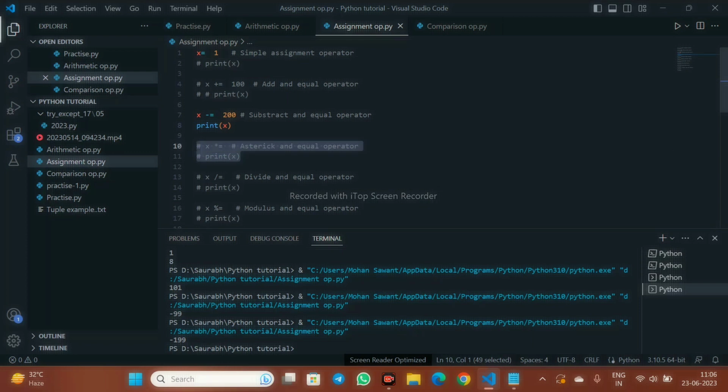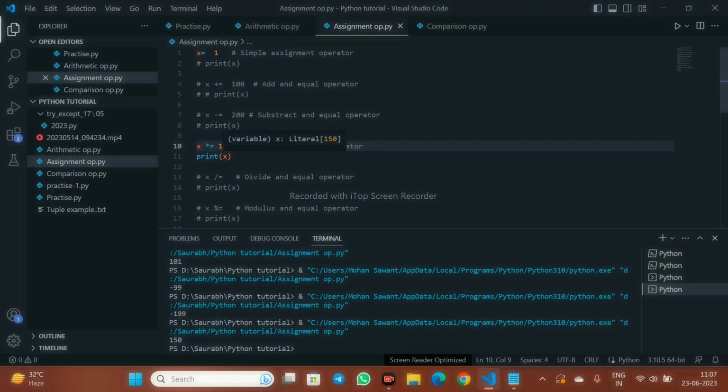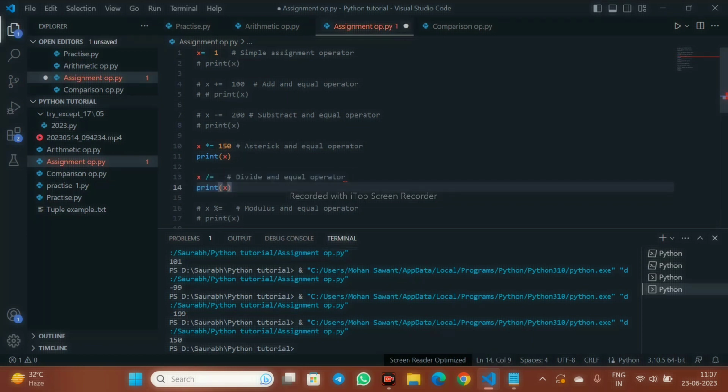Now this asterisk operator means multiplication. Now I will put here 150 and I will run the file. It gives me 150 here. That means it multiplies with 1. Now I will uncomment this one also. This is our divide operator.